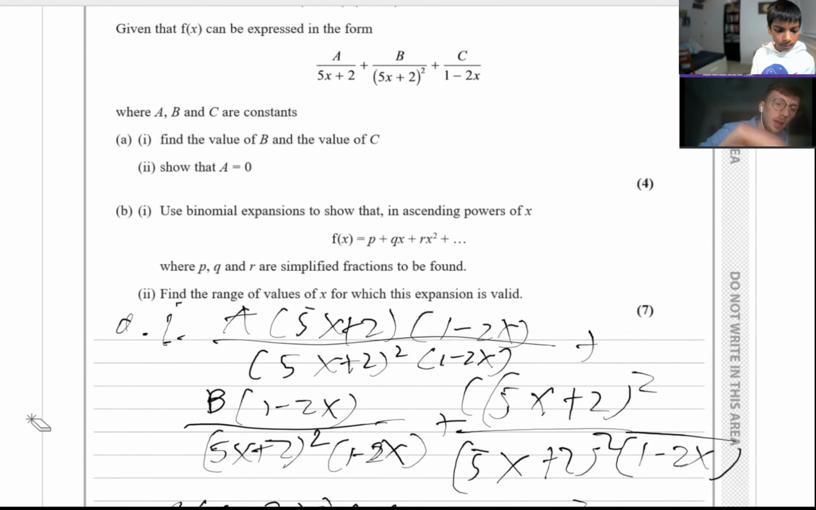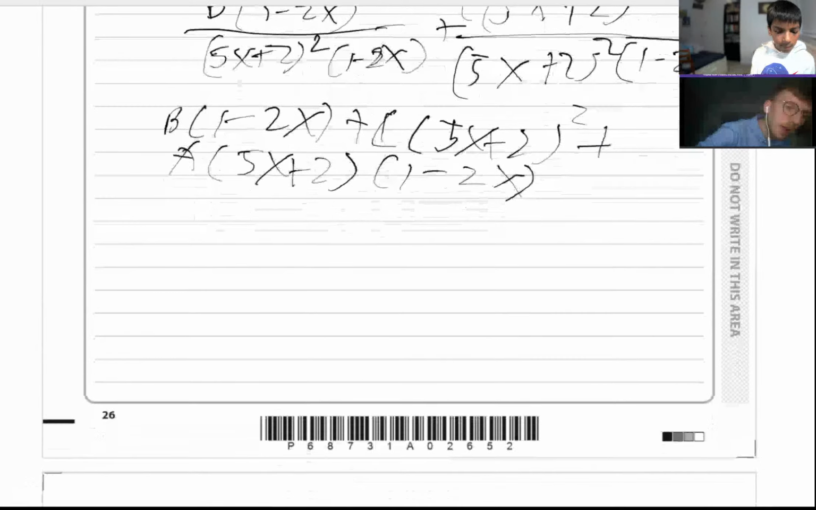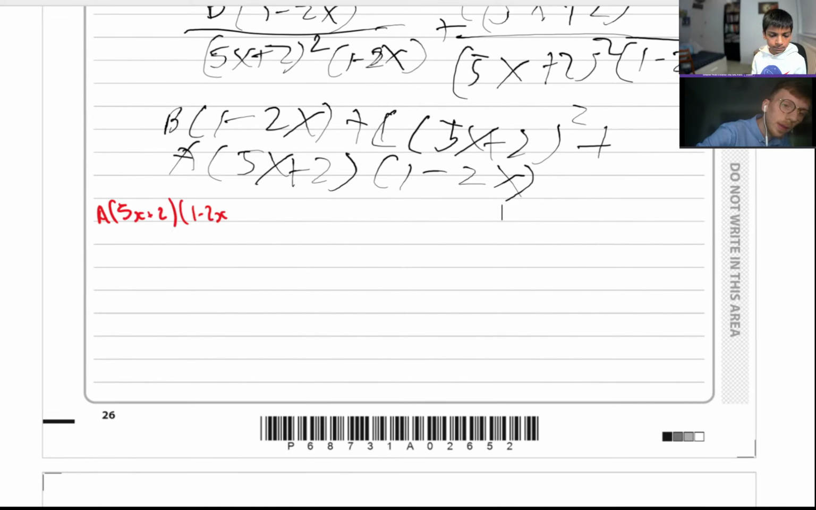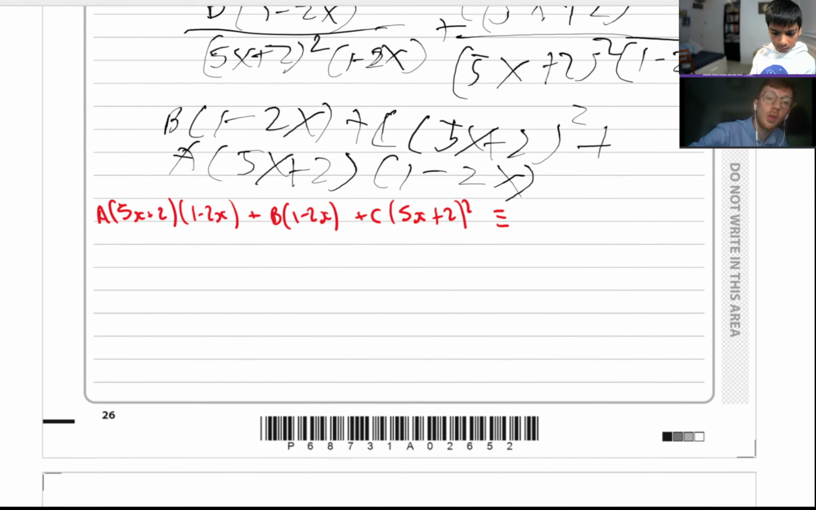So yeah, I'm just going to write that out for you. So we've got a times (5x plus 2)(1 minus 2x), just so we can get it all on one line, plus b times (1 minus 2x), plus c times (5x plus 2) squared, and that is identical to the numerator of our original function, yeah? So 50x squared plus 38x plus 9.